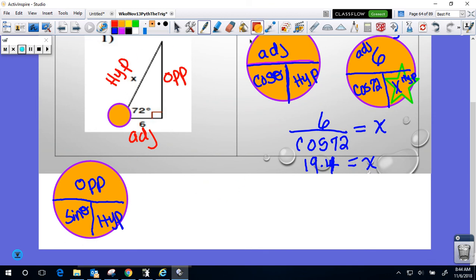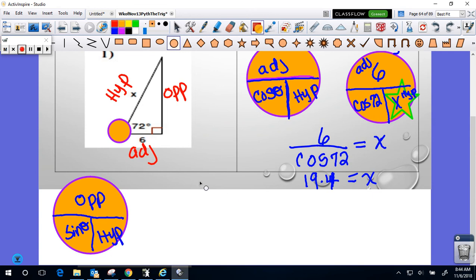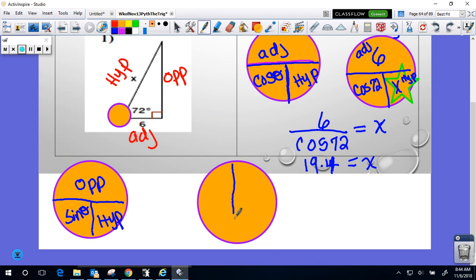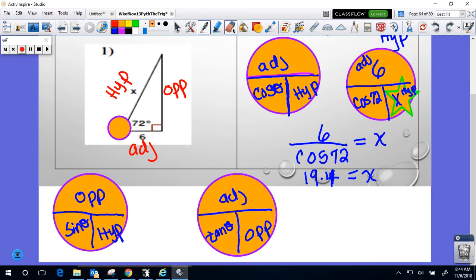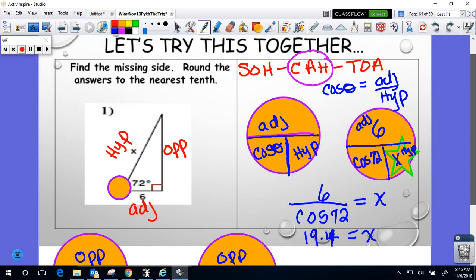And if tan is the one you need to use, then you're going to go and put your circle here. You're going to put tan here, adjacent here, and opposite down here. And then you got it. And this is how you, did I do it backwards? Yeah, I did it backwards. It should be opposite over adjacent. I get those confused sometimes myself. So here, opposite over adjacent. There you go. So you just follow your ratio.